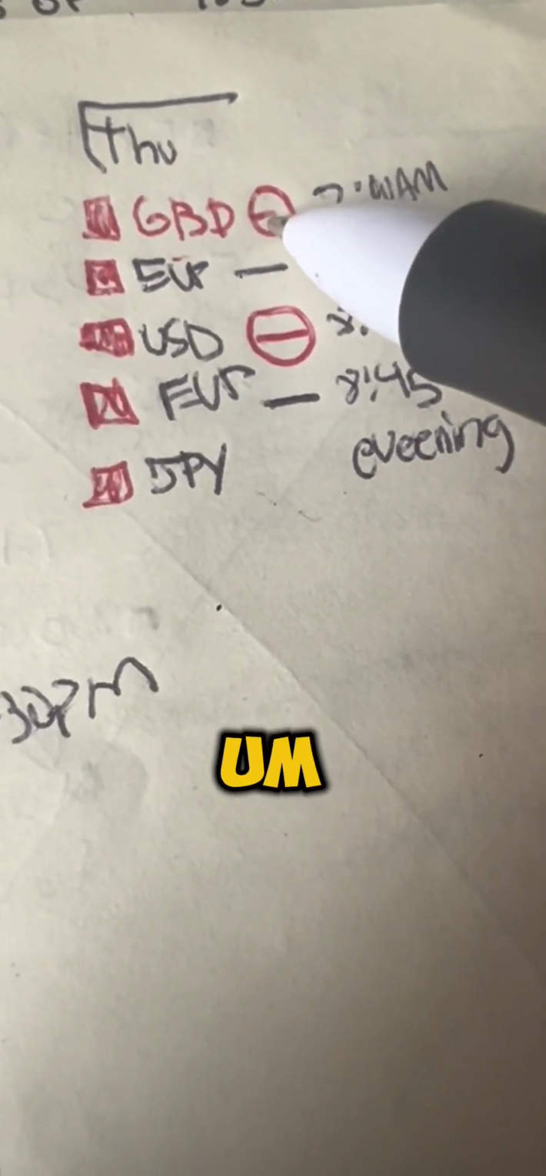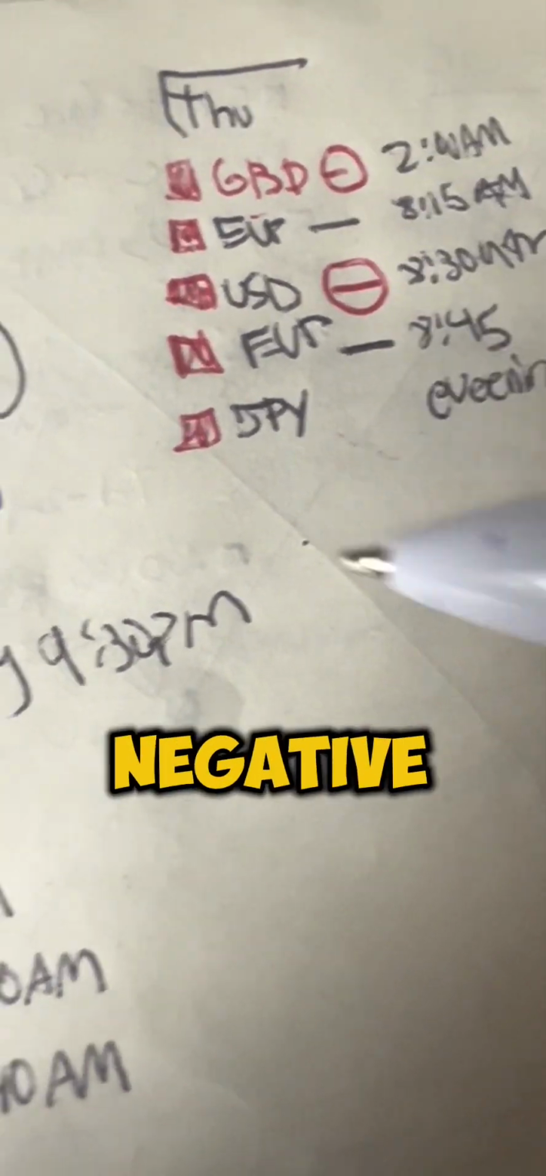So let's say the news, like for here, it was negative today at 2 a.m. So I wrote a line, a circle for negative, and I'll write a plus for positive. It's really that simple. But yeah, guys, let's go on the charts so we can get back to the lesson.